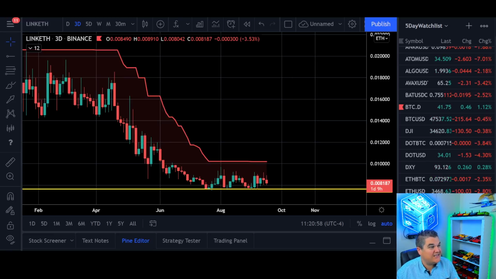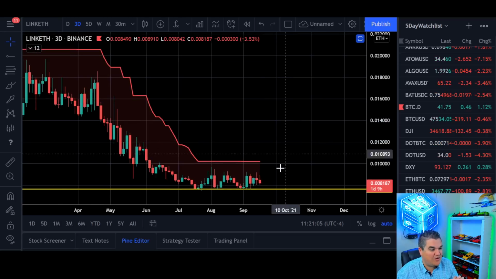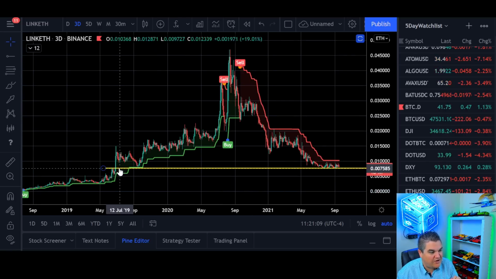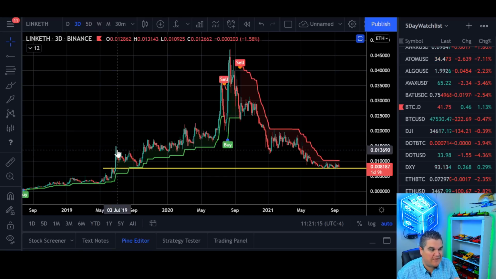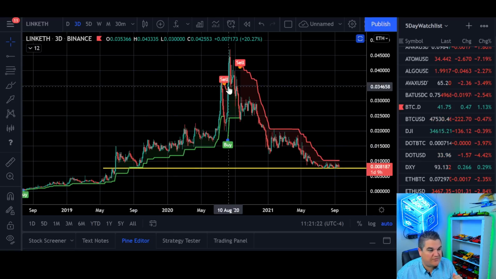So let's get started with Link Ethereum. We're on the 3-day chart. Looking at this, what do we got? Well, we got our trend line at the bottom, hopefully our big support line going back all the way to 2019. As you can see, after we broke resistance on this, we've talked about this level quite some time. This is a key level on the weekly chart as well. So we broke that, we came back down, tested it before moving off to the upside.